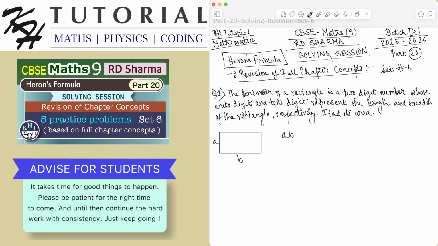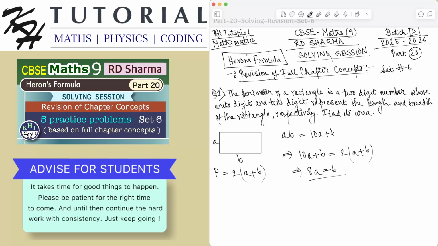Now this number AB is the perimeter of the rectangle. From the diagram, the perimeter will be 2 into length plus breadth, that is 2 into A plus B. But the perimeter is also the 2-digit number AB, which in the expanded form is 10A plus B. So I must have 10A plus B equal to 2 into A plus B. If I take all the A terms to the left hand side and all the B terms to the right hand side, I will have 8A is equal to B. I got this relation while solving the problem, but I was stuck here.